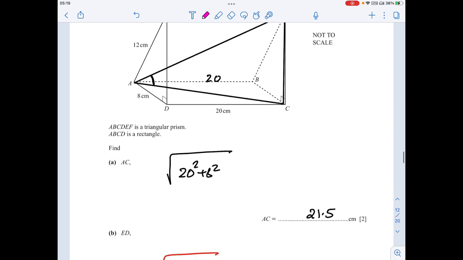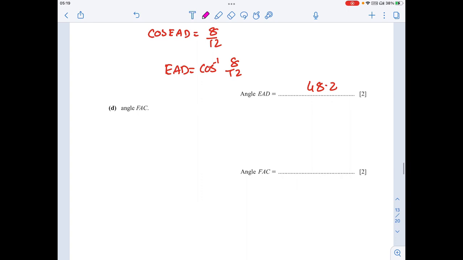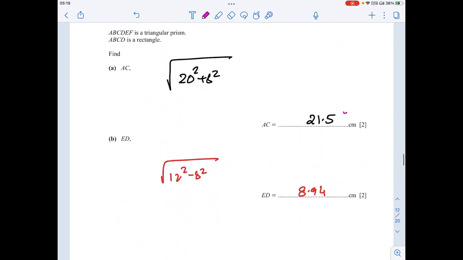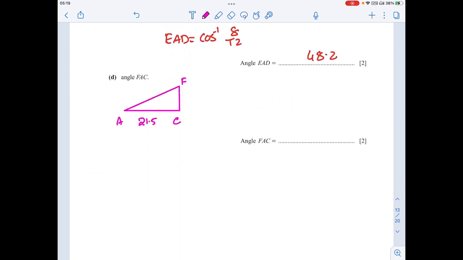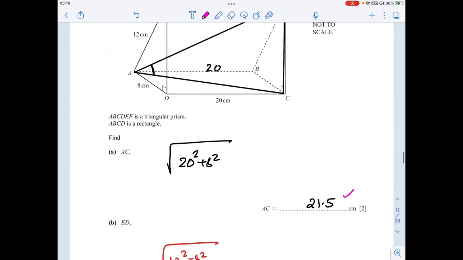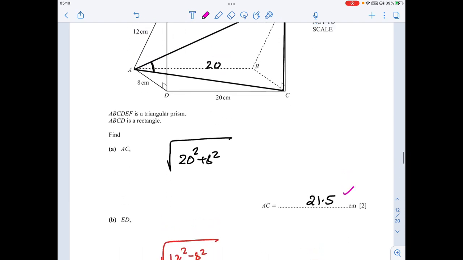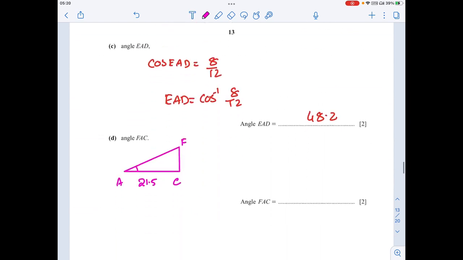Now it's a right angle triangle. So I draw the right angle triangle over here. It's a 2 marks question. It will be easier to draw a right angle triangle, then do that. It is FAC. AC we have found is 21.5, and I want the angle FAC. Do I know FC? Yes. FC is nothing but ED, which is 8.94.